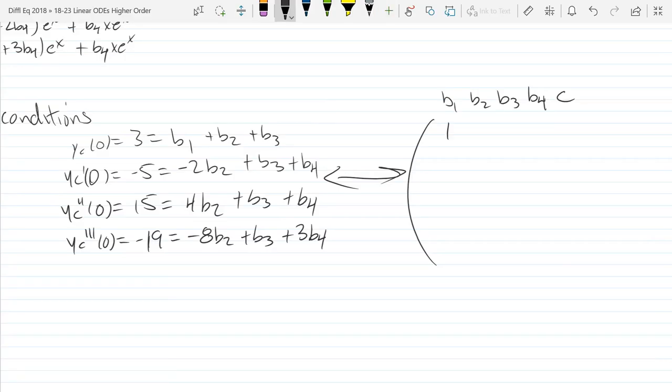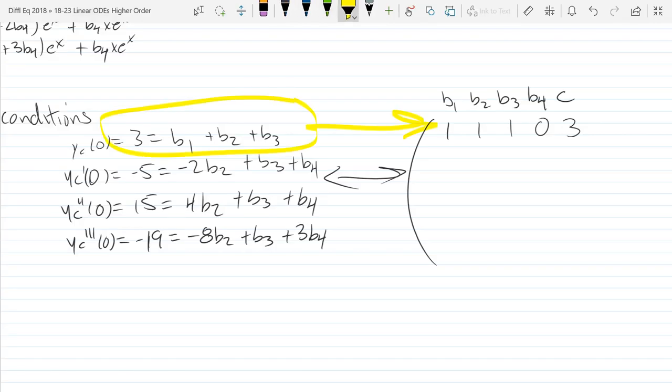All right, I'm ready. 1, 1, 1. There's no B4, so it's 0, and my constant is 3. I'm just taking this first equation and putting the coefficients in here, and I label my columns. And I'm doing the exact same thing for the second equation. So we got negative 2.